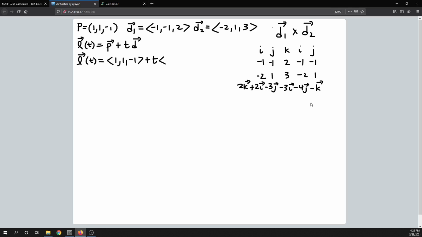Okay, and so what we're going to do then is take the ones on the right and subtract them off from the ones on the left. So -3i, -4j, -k, minus, and then putting these in the standard order, that would be 2i, -3j, and plus 2k.